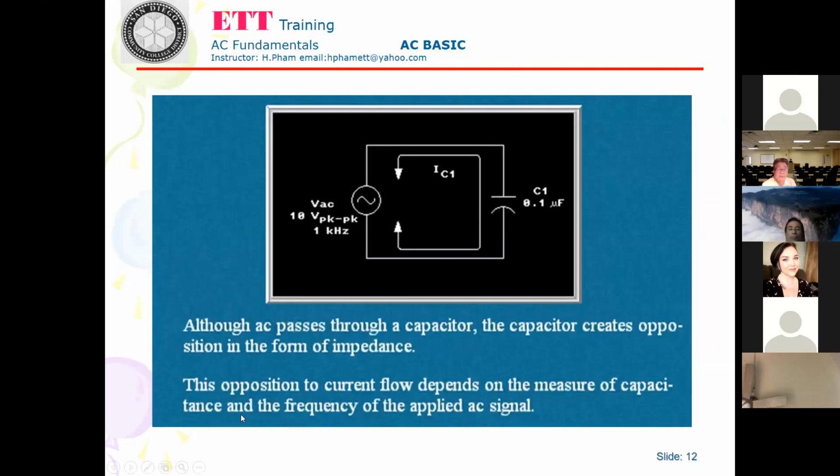Okay, on top, AC passes through a capacitor. The capacitor creates opposition in the form of impedance. That means you understand the capacitor in the AC circuitry. They get the capacitive reactance, XC equals 1 over 2 pi fC. This opposition to the current flow depends on the measure of the capacitance and the frequency applied.